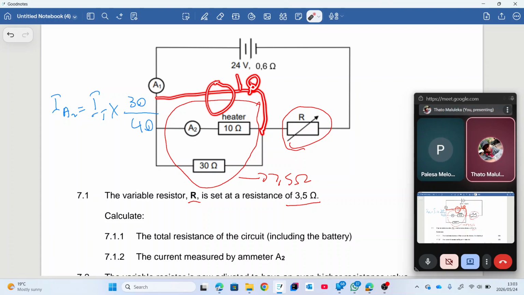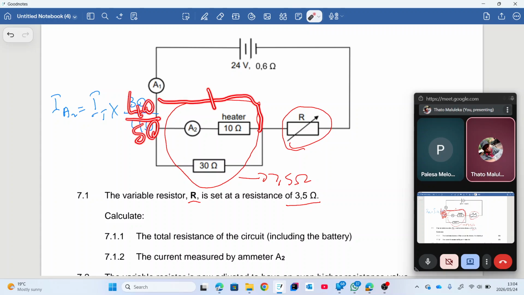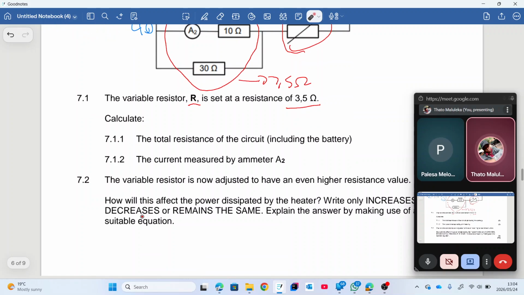It's 50, right? In the parallel connection. So that means that here you're no longer going to use 30, but you're going to use 40 divided by 50. 40 over 50 because you have added 10 there. All right. I think I've said enough. Now let's move and see.